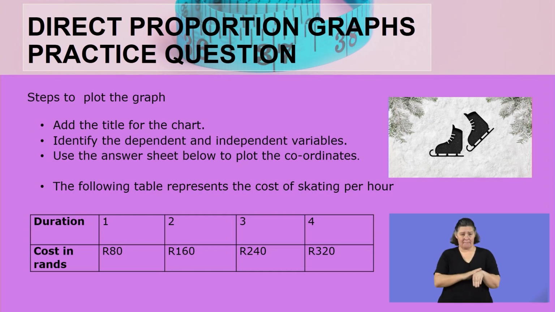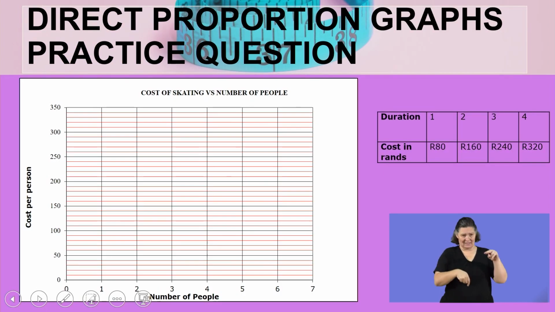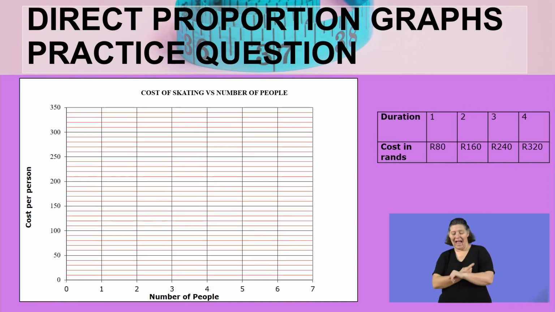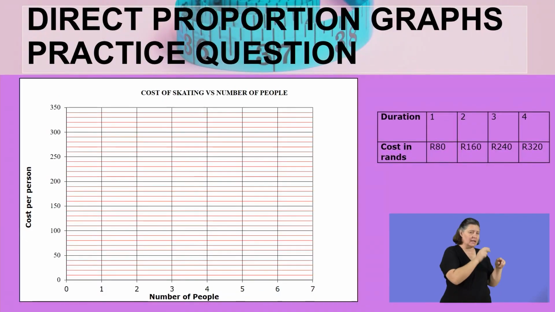We say, if you have the duration as 1, 2, 3, 4, and then we have the cost as given in the table, we need to plot the graph. So let us plot the graph together. For us to plot the graph number 1, we write the cost of skating versus the number of people, because actually that is the context that we are using in this question. So now you will check which one is depending on which one. The number of people is independent. Then the cost will depend on how many people are skating. The number of people who are skating will determine the cost.